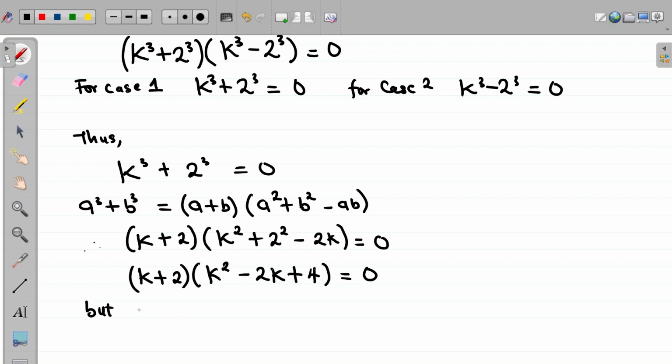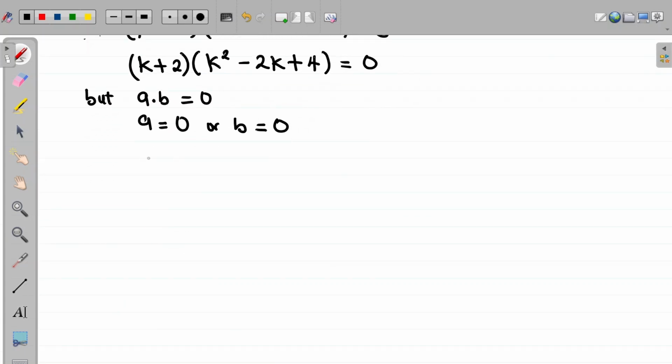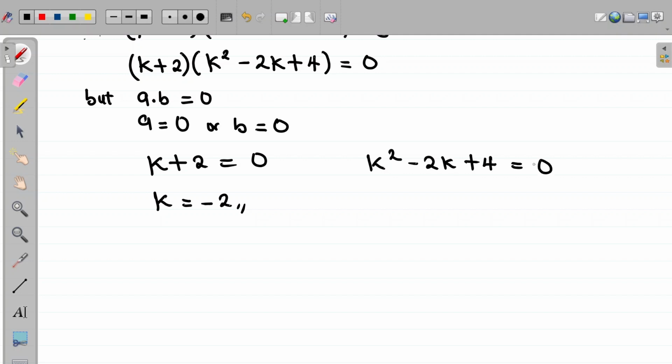But if we have a multiplied by b equal to 0, a is equal to 0 or b is equal to 0. Therefore, we have that k plus 2 is equal to 0. Therefore, k is equal to negative 2. Also, k squared minus 2k plus 4 is equal to 0.